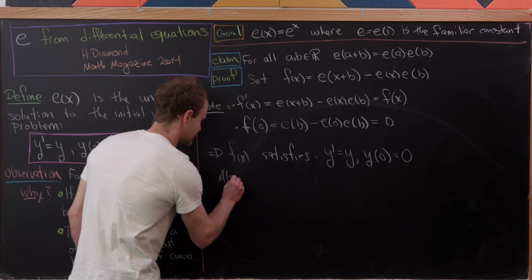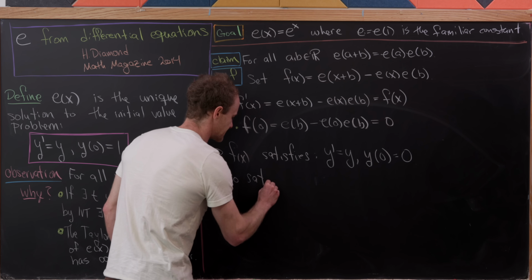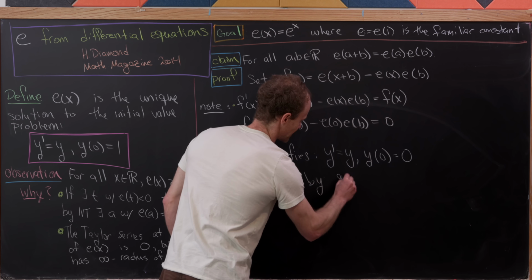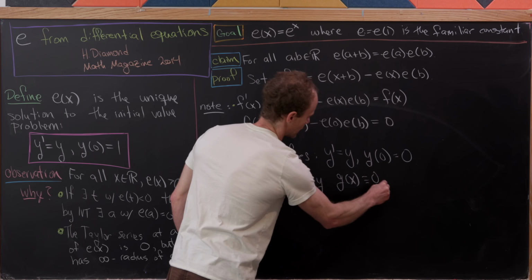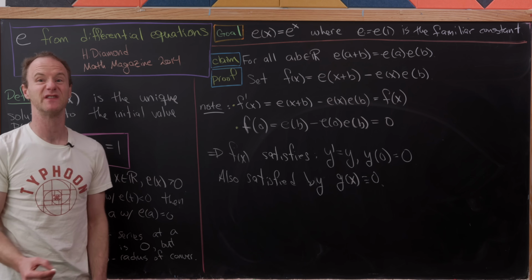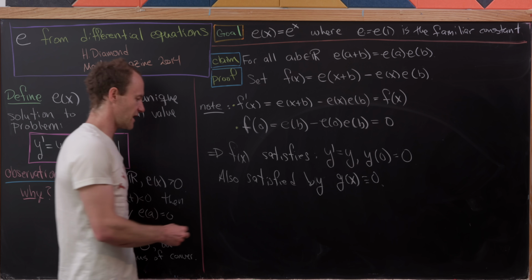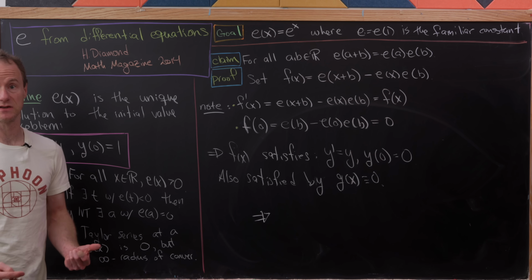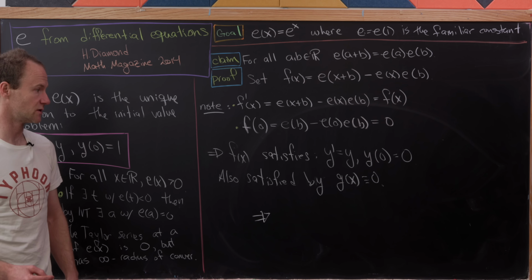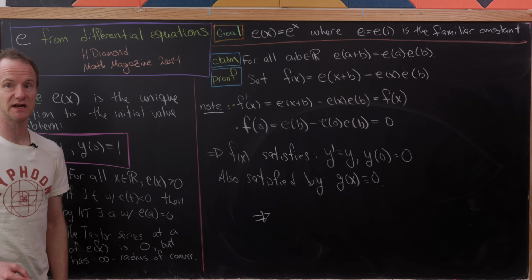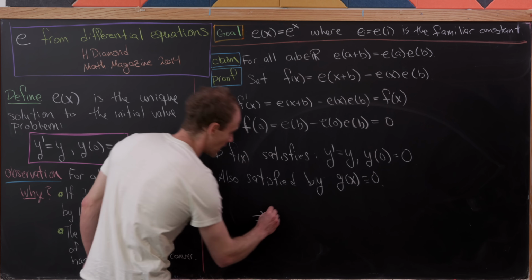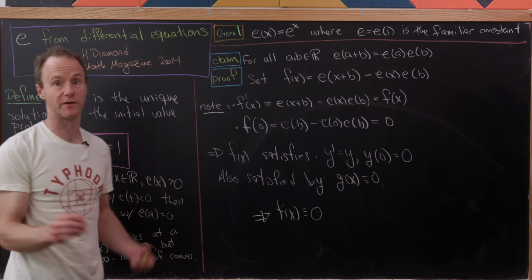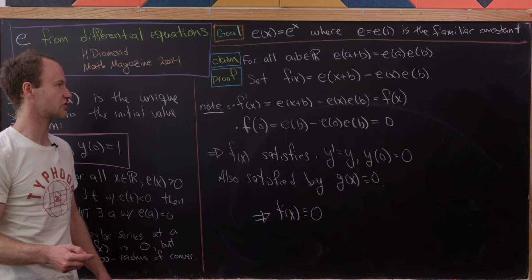So observe that it's also satisfied by the function, which I guess we'll call g of x, although we don't really need to call it anything. It's simply the 0 function. But then by the uniqueness of solutions to initial value problems, we know that f and g must be the same. In other words, we know that f of x must be identically equal to the 0 function because g of x is the 0 function.